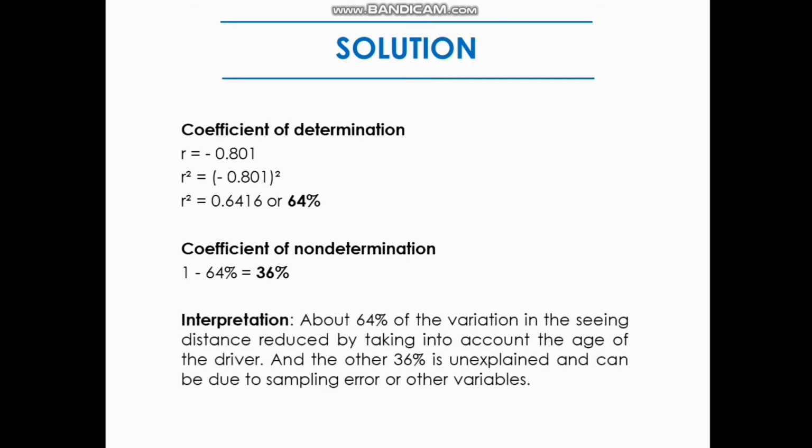So it means that about 64% of the variation in the seeing distance is explained by taking into account the age of the driver, and the other 36% is unexplained and can be due to sampling error or other variables.